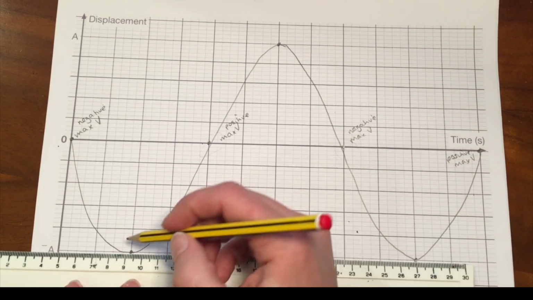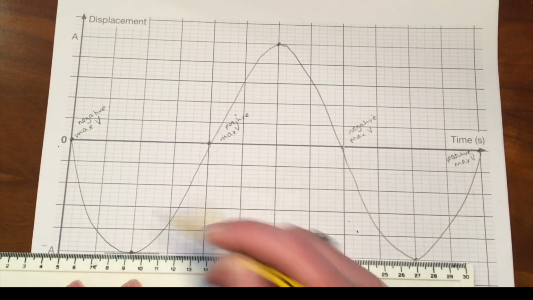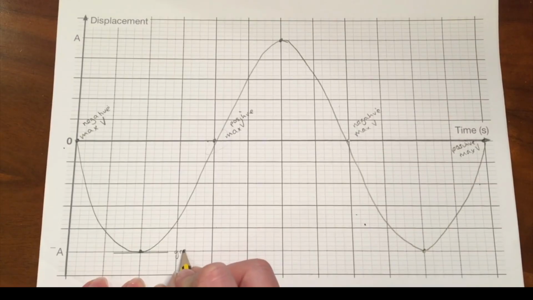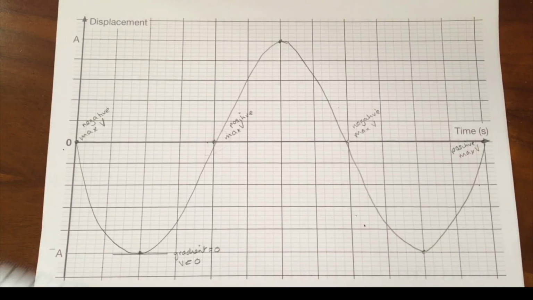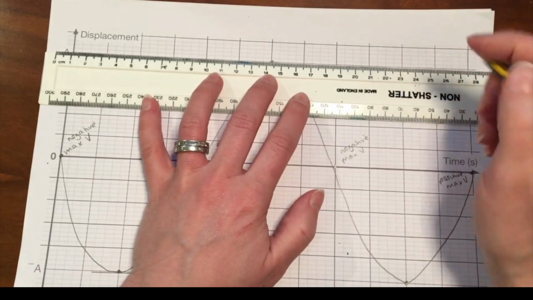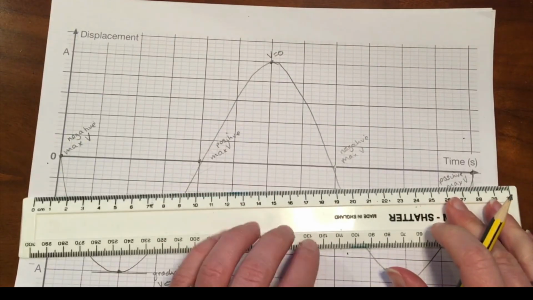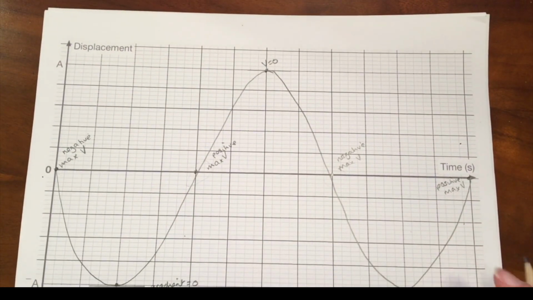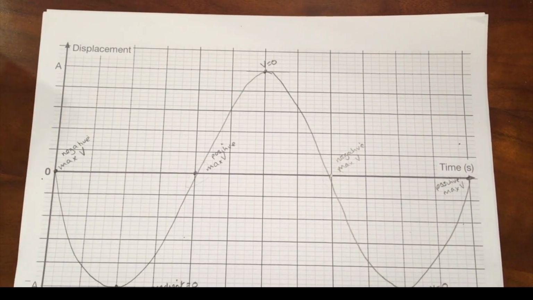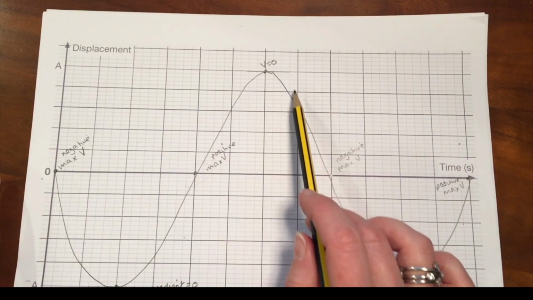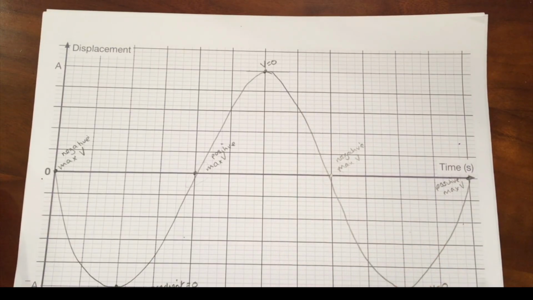Well, at this point here, the gradient is actually 0. What does that mean? Well, that means that velocity is 0 as well. So there are other points in the graph where we've got a 0 velocity. We've got this point here, and this point here. And we notice that the slopiness or the gradient changes continually between those points.